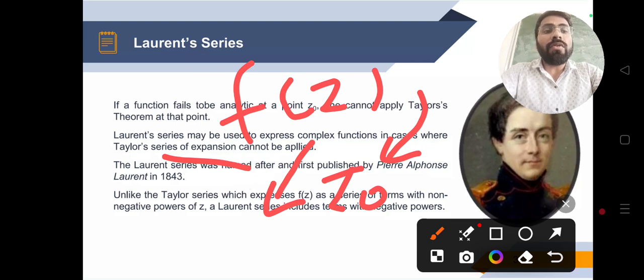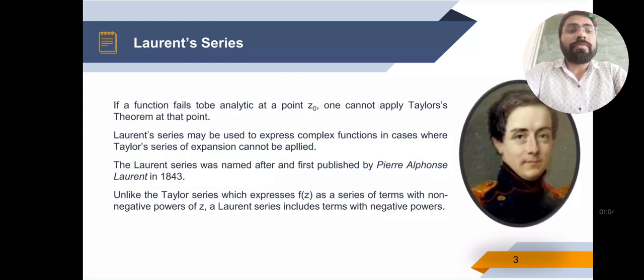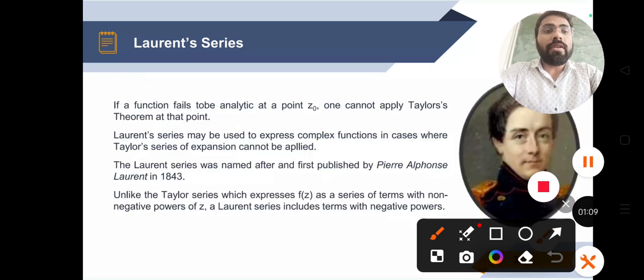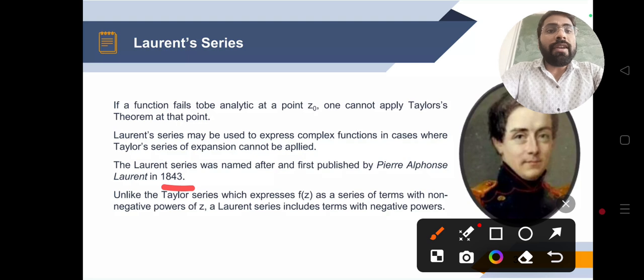लॉरेंस सीरीज जो है वो एक मैथमेटिशियन थे, पियर अल्फांसो। उन्होंने हमें ये लॉरेंस सीरीज इंट्रोड्यूस कराया था इन 1843। लॉरेंस सीरीज एक्सपांशन और टेलर सीरीज एक्सपांशन में द बेसिक डिफरेंस इज दैट टेलर सीरीज हैज़ ओनली नॉन नेगेटिव पावर्स ऑफ z and Lorentz series has both. It means Lorentz series has both non-negative powers and negative powers of z.